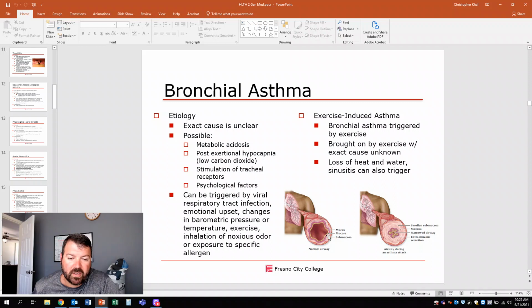Usually it's a narrowing of your airway, or it's excessive mucus production in there.